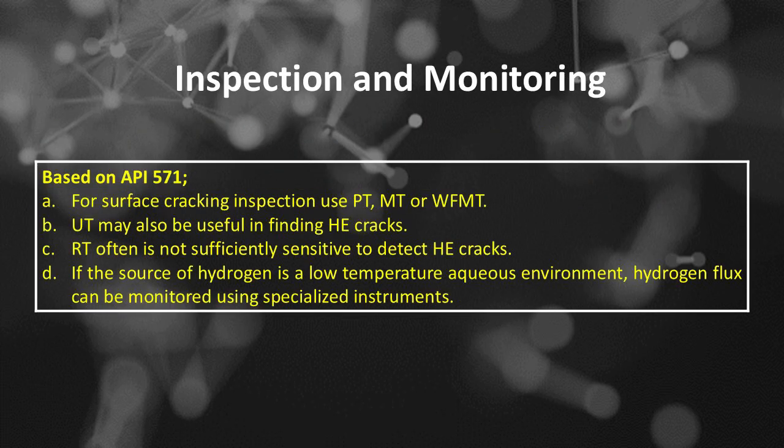Hydrogen embrittlement or HE damage inspection and monitoring based on API 571. Number A, for surface cracking inspection use PT, MT, or WFMT. Number B, UT may also be useful in finding HE cracks. Number C, RT often is not sufficiently sensitive to detect HE cracks. Number D, if the source of hydrogen is a low-temperature aqueous environment, hydrogen flux can be monitored using specialized instruments.